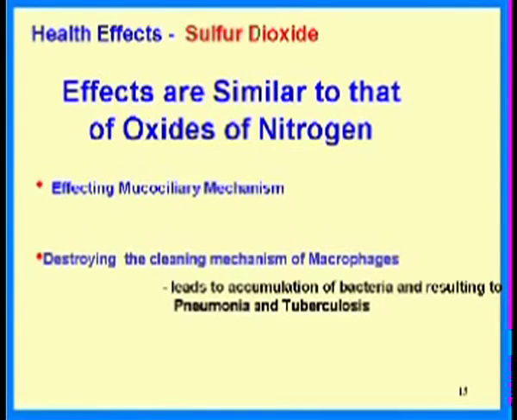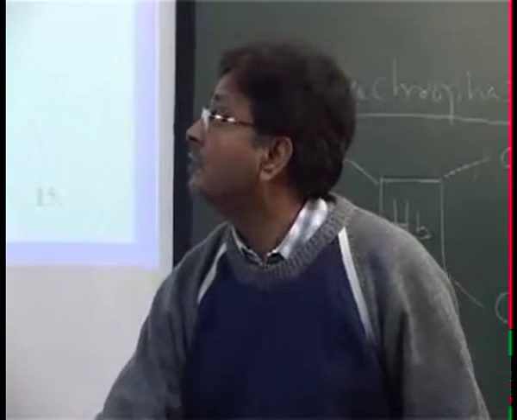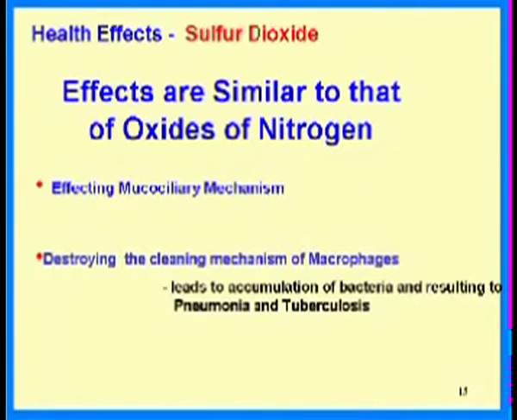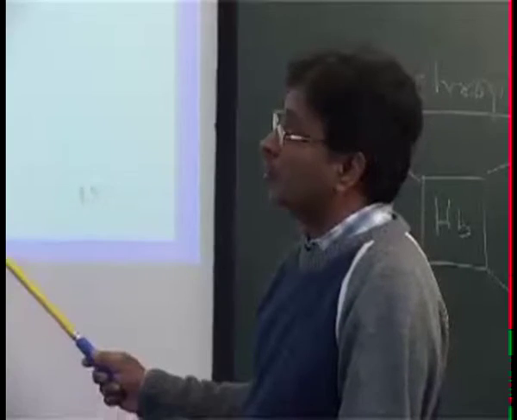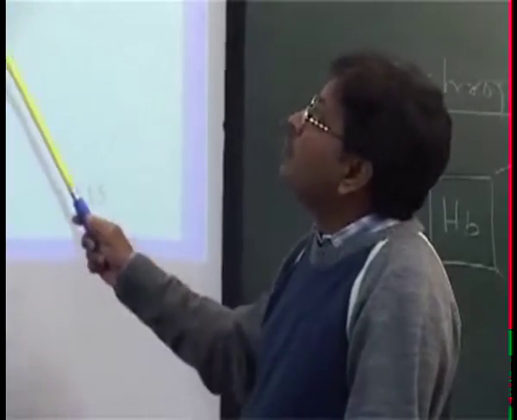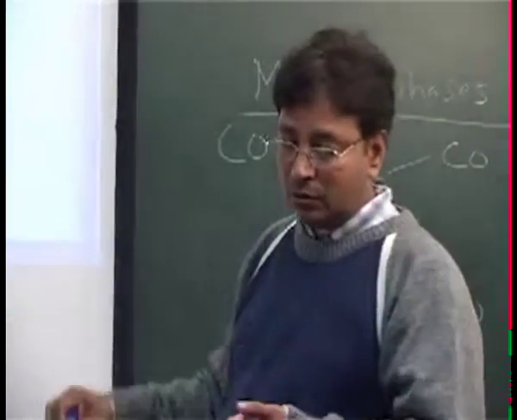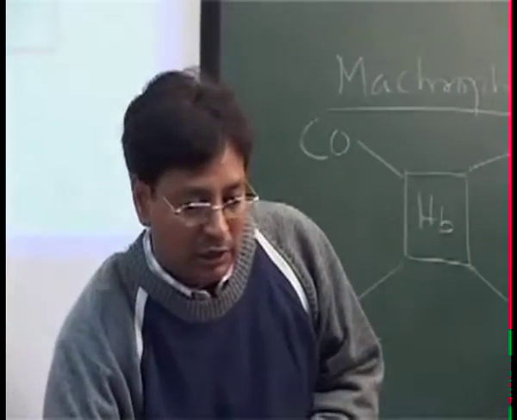Of course we should not forget that SO2 is an irritant in the lungs, as well as it affects the mucociliary mechanism. It destroys the cleansing mechanism of our macrophages, leads to accumulation of the bacteria and results in pneumonia and tuberculosis. That also it does. But SO2 is largely responsible for problems in the upper part, because SO2 is also a very reactive gas. And let's see how it happens.